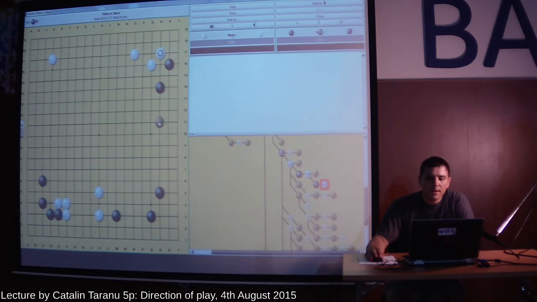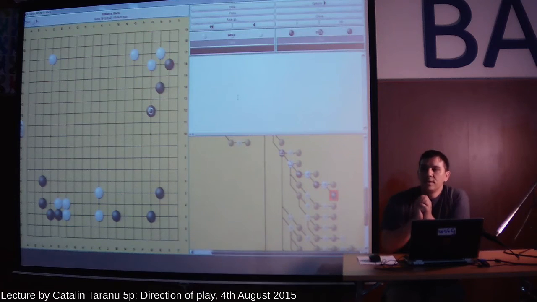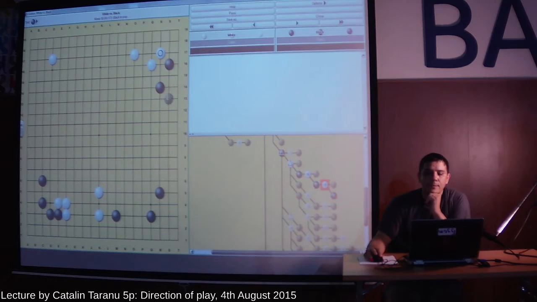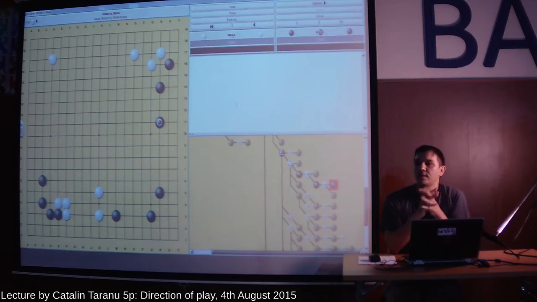And here, black can play in two ways. Black can play like this, and black can play like this. And the only fact that the choice of one of these two moves again changes the direction of play. If we play like this, can somebody tell me what is the plus of this move?